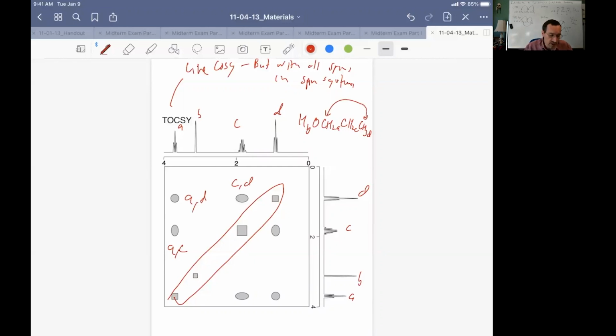So when you have a very crowded spectrum and you just can't work your way through because you've got some mild overlap, then it can be very useful. Useful for overlapping resonances. All right, any questions about the TOCSY?